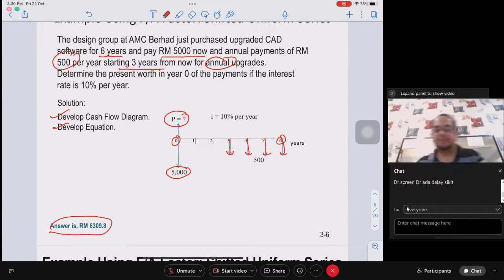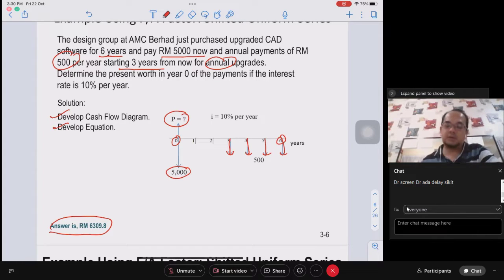Okay, did you get it? Can I have the answers? Doctor, so we need to add the 5,000, right? The answer from the equation. Alright, so I get the same answer, 6,000.